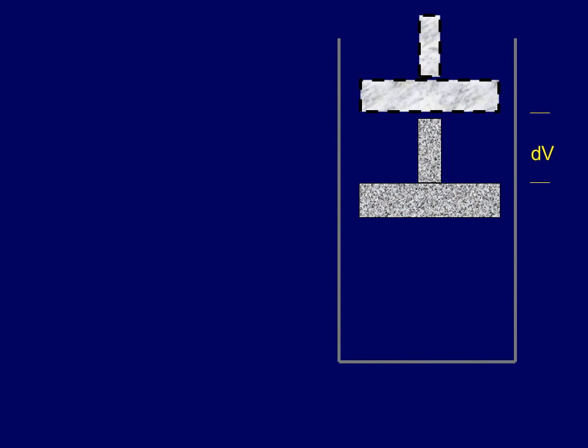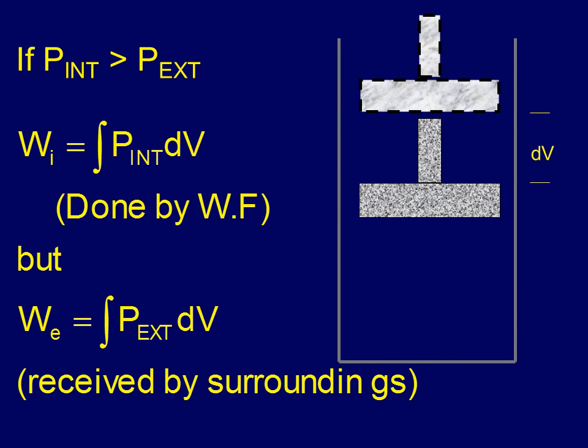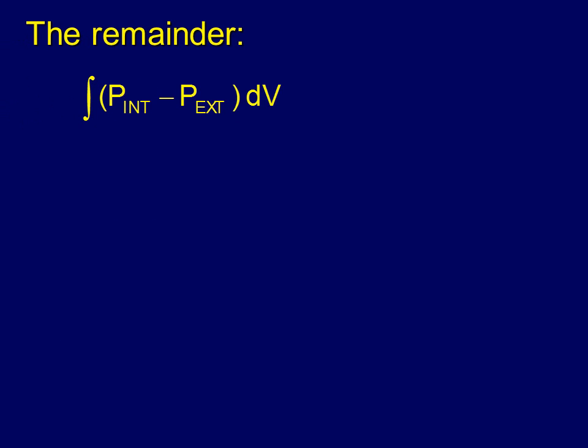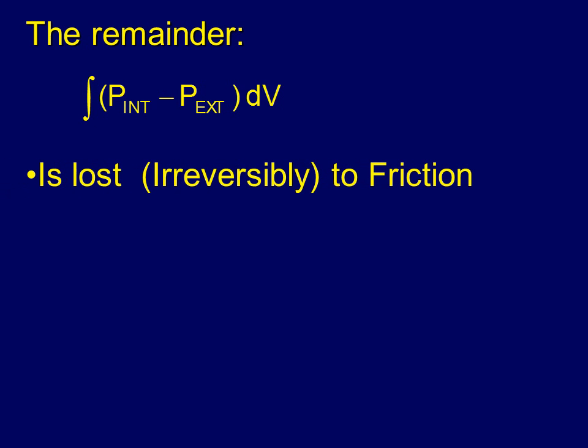Take a look at this a little more carefully. If P internal is greater than P external, then the work internal is the integral of P internal dV. That's the work done by the working fluid. But the work external received by the surroundings is the integral of P external dV, and that's always less because you had to overcome friction. The remainder of it, the integral of P internal minus P external dV, is lost.